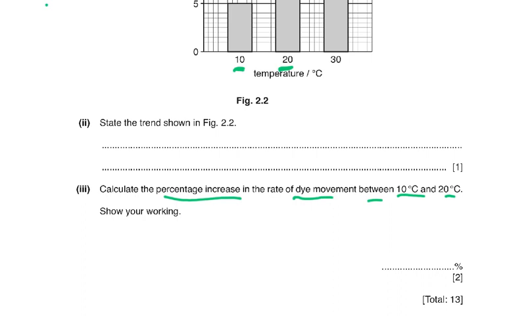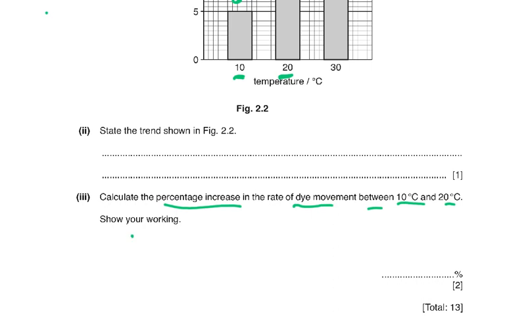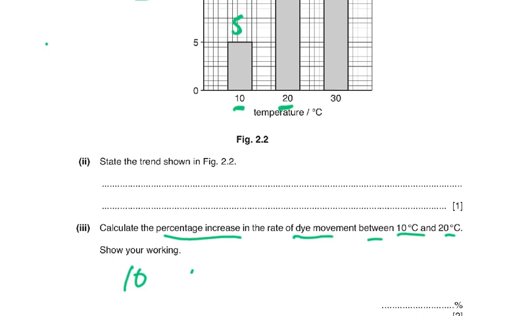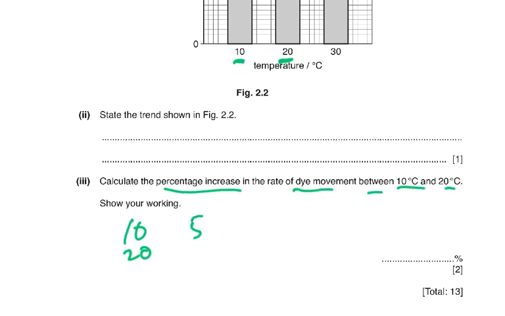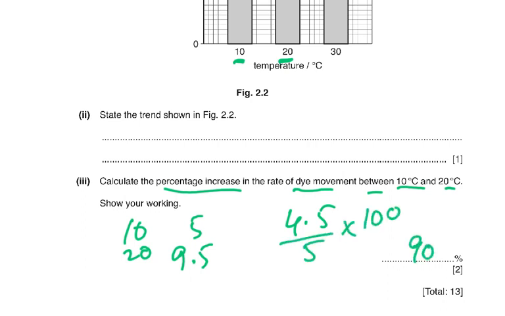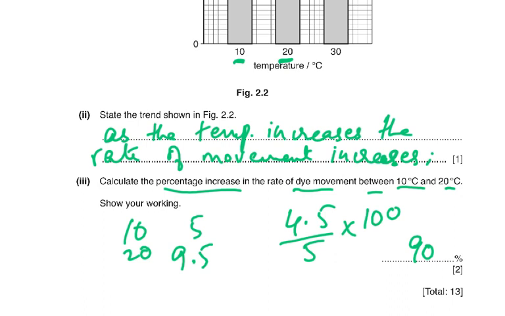Then it says calculate the percentage increase in the rate of dye movement between 10 and 20. So at 10, the movement was 5. At 20, the movement is 9.5. You must write this so that you remember what you're talking about. So the difference would be 4.5 over 5 into 100, and that is 90%. So the trend is, as the temperature increases, the rate of movement increases.